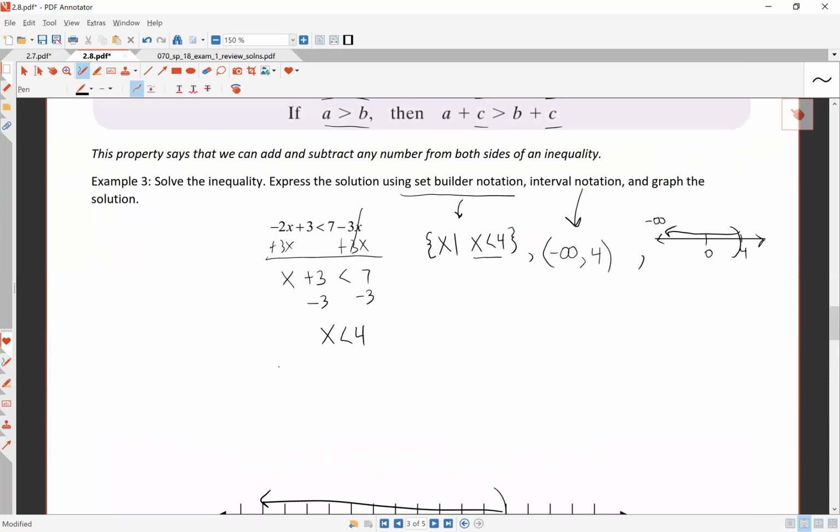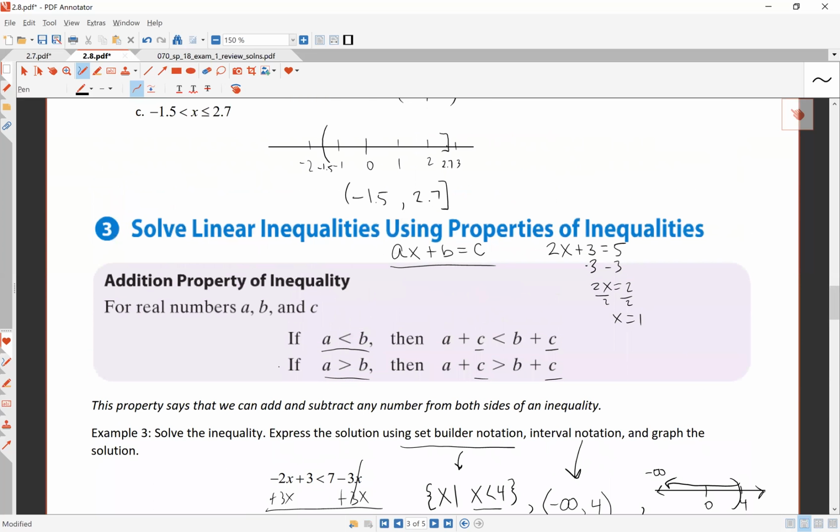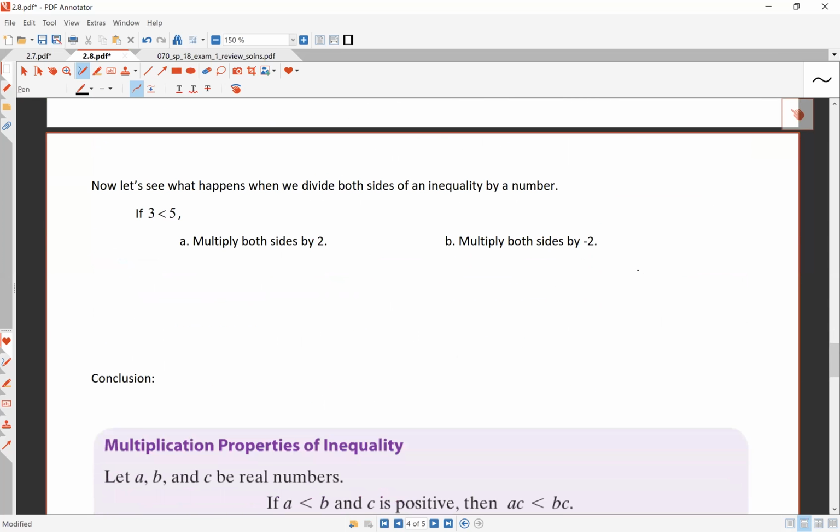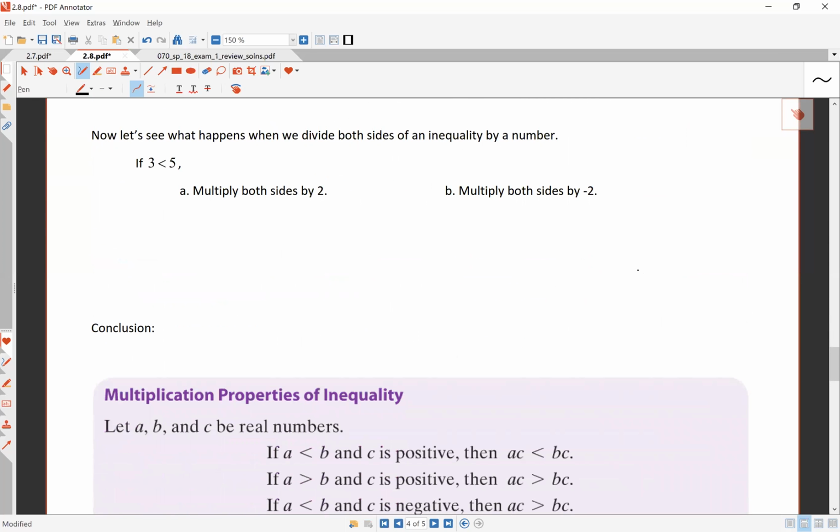Now we look at the second part of solving equations, which was the division property of equality, or multiplication property of equality, as we like to say. This one has a little bit of a problem, because if you have a true statement like 3 is less than 5, and you come along and multiply both sides of that inequality by 2, it still says the same thing.